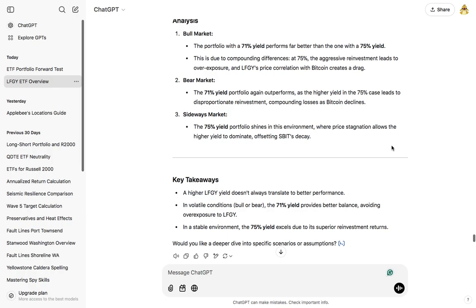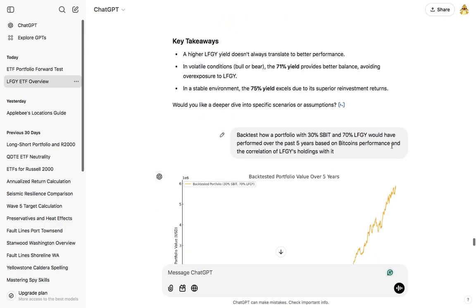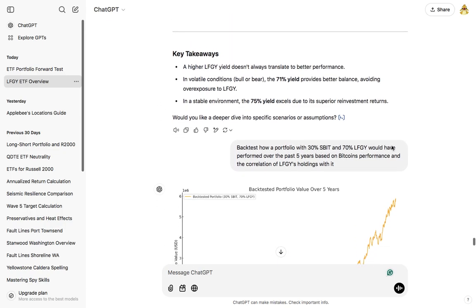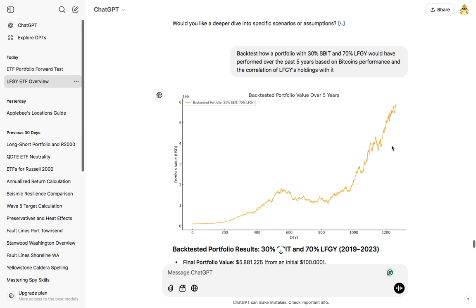yield portfolio again outperforms, as the higher yield in the 75% case leads to disproportionate reinvestment, compounding losses as Bitcoin declines. Sideways market, the 75% portfolio shines in this environment where price stagnation allows the higher yield to dominate, offsetting SBIT's decay. So eventually I got it to backtest a portfolio with 30% SBIT and 70% LFGY over the past 5 years.